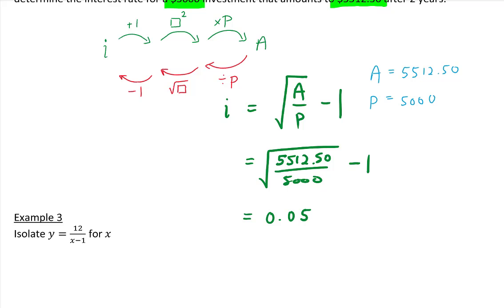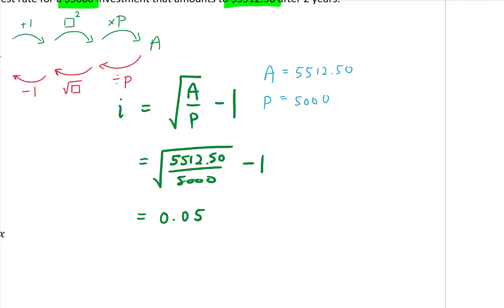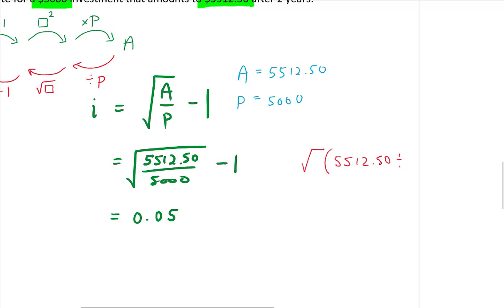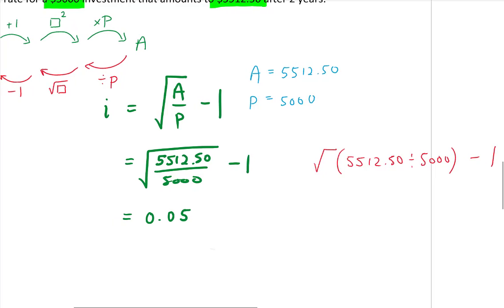Now if you're not sure how to type that into your calculator, using your calculator, you'd hit your square root button. You may need to add a bracket. Then you would type in $5,512.50 divided by 5,000. Close that bracket, so that'll be everything square rooted, and then minus 1. Make sure the minus 1 is outside of the square root. And you should get 0.05.